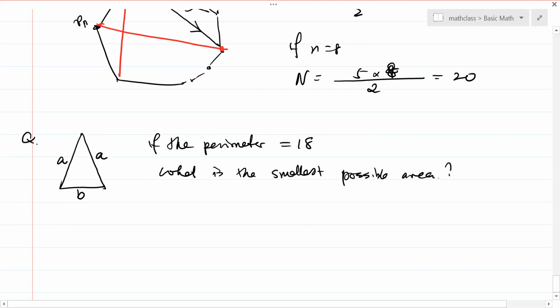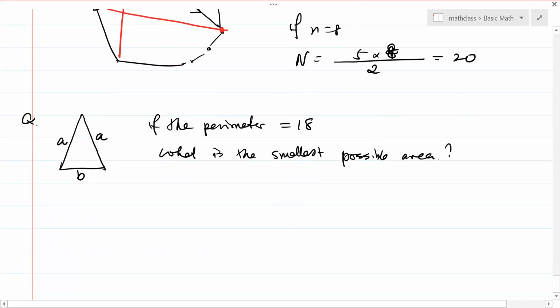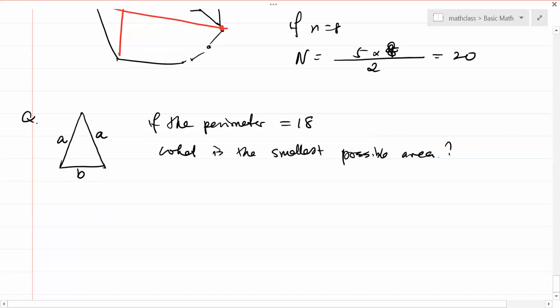So the perimeter is fixed. The perimeter is fixed. I want to know the smallest possible area. And this A and B must be integers. Otherwise, it's going to be 0.